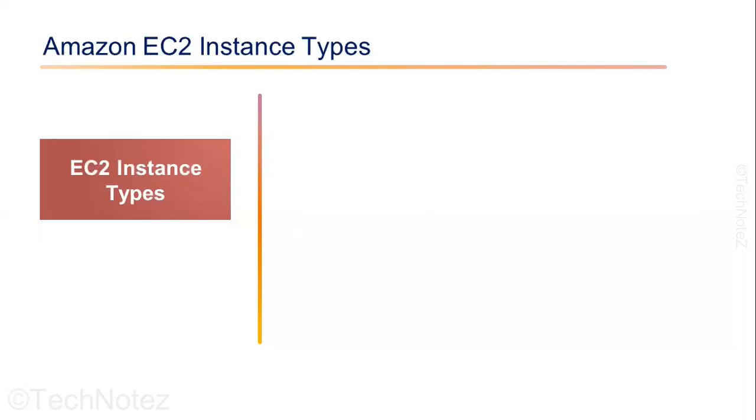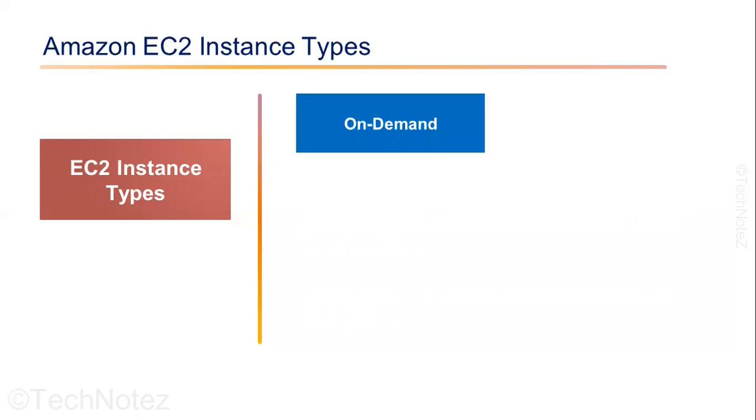Next, let's talk about the several purchase options of the AWS instances. Elastic Compute Cloud, or EC2, instances can be purchased using several different options. On-demand instances allow you to pay for compute capacity by the hour or by the second with no long-term commitment or upfront payment. This is the most flexible and easiest way to get started with EC2.